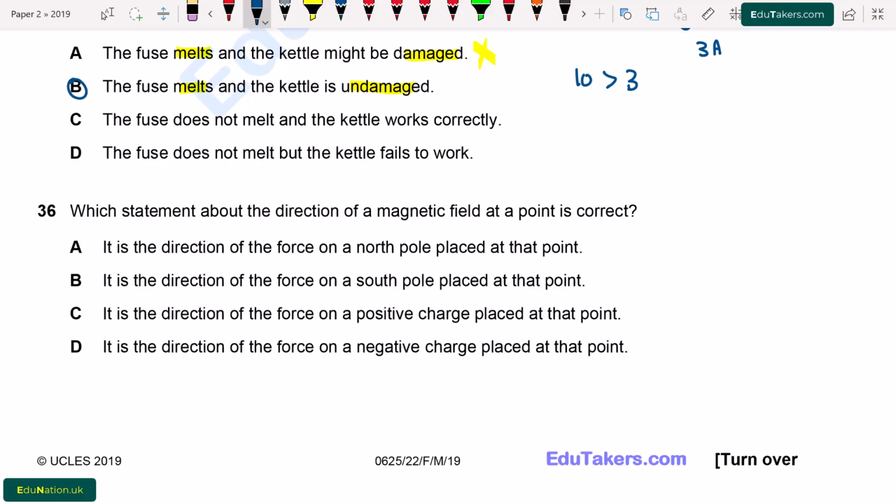C, the fuse does not melt. This is incorrect. D, the fuse does not melt. So this is also incorrect. Only correct option is B.